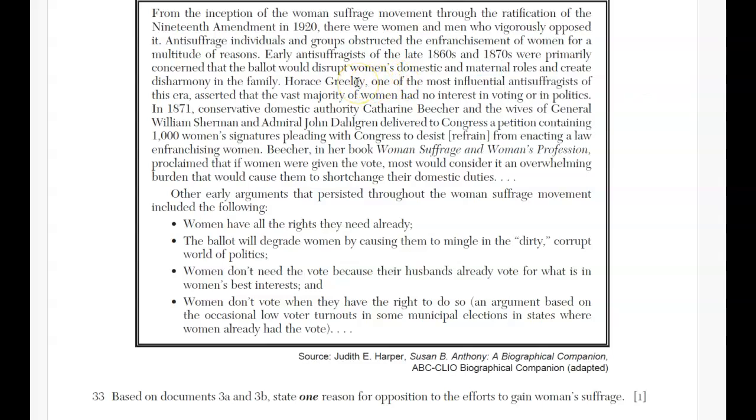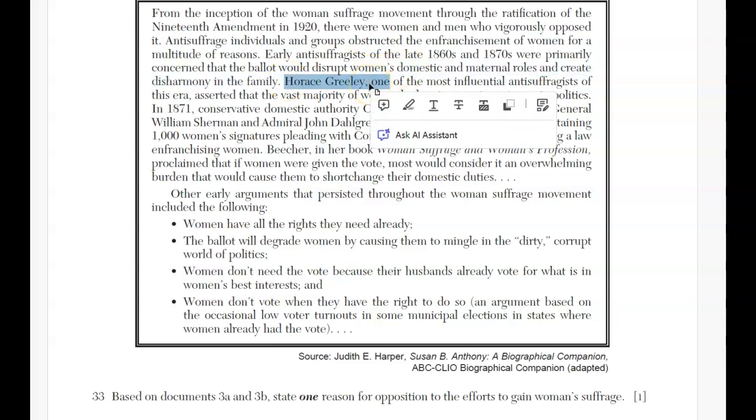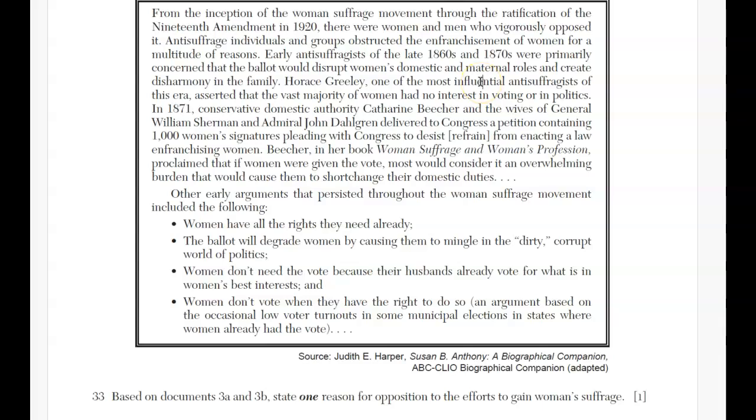Horace Greeley, you may remember, was one of the big abolitionists and was one of the most influential anti-suffragists of the era. So he's pro-abolition of slavery, but against giving women the right to vote. He asserted that the vast majority of women had no interest in voting or in politics. So Horace Greeley, a guy, claims women don't really want to vote.